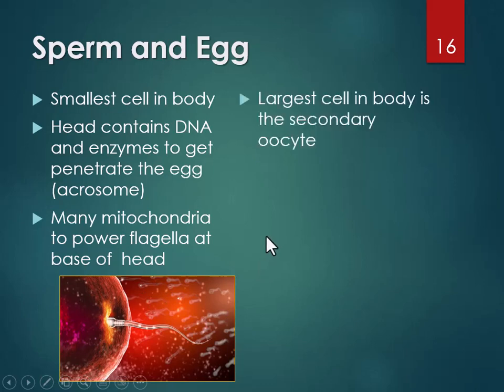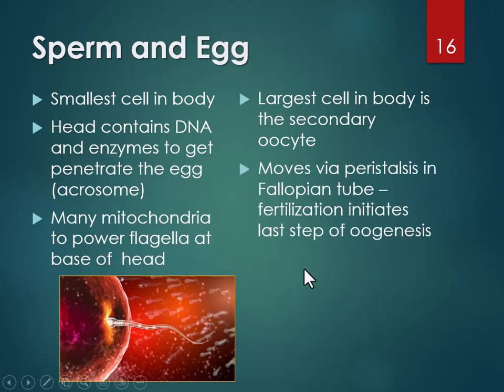The egg, however, is the largest cell in the human body. The secondary oocyte is what is traveling down the fallopian tubes, hoping to find a sperm. It only has about 24 hours to live, whereas the sperm can live up to 3 days.